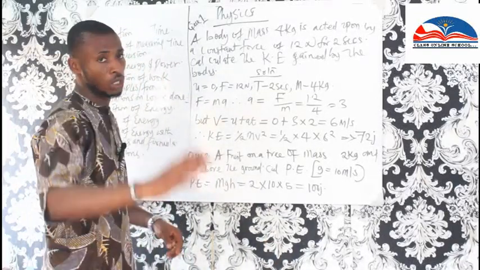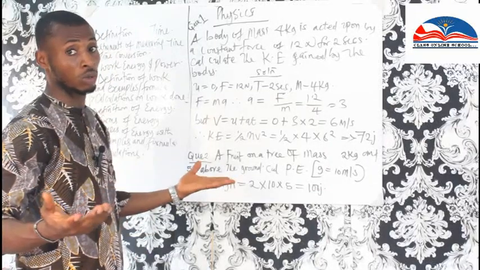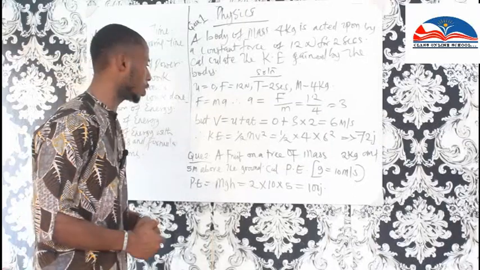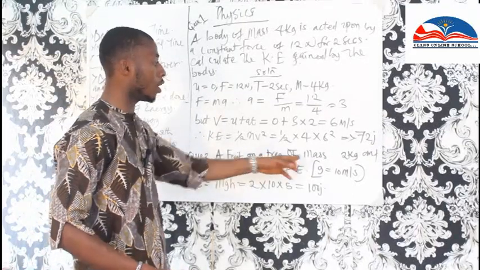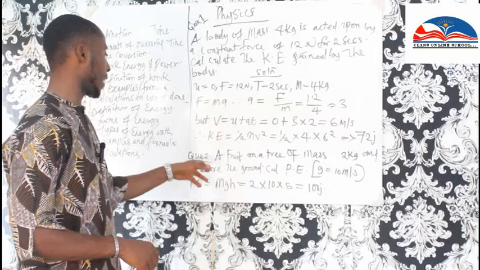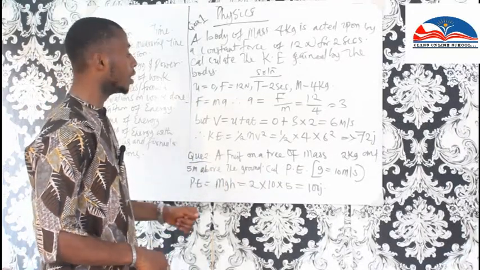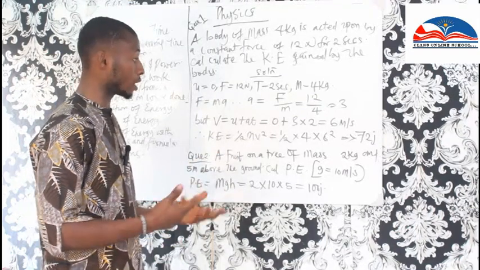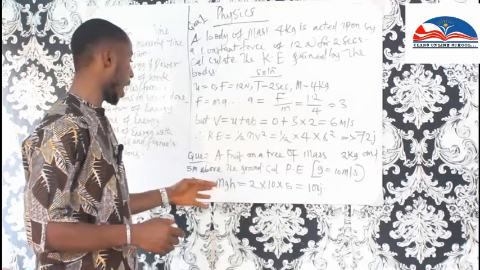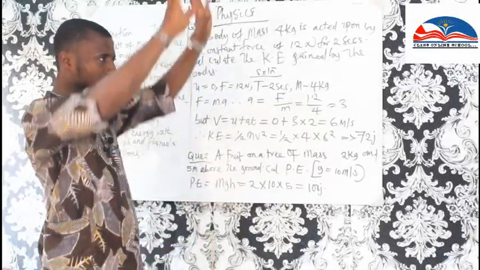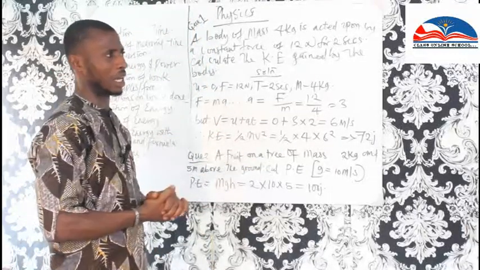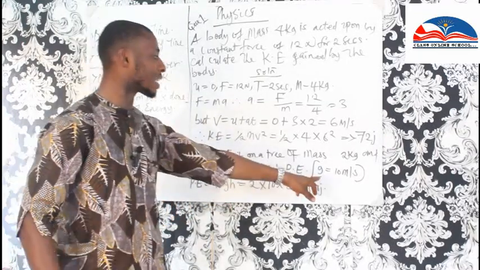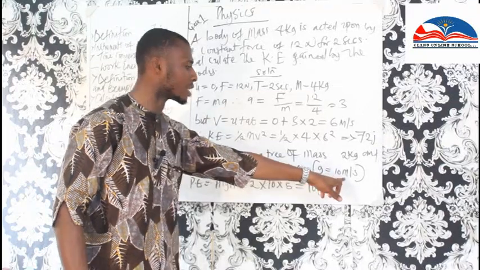Question number 2 is a potential energy question. Those ones are kind of hard, but let's see how this one goes. A fruit on a tree of mass 2 kg and 5 meters above the ground. Calculate the potential energy. The fruit is there, at a 5 meter distance. Now they ask us to calculate the potential energy, where acceleration due to gravity is 10 meters per second squared.